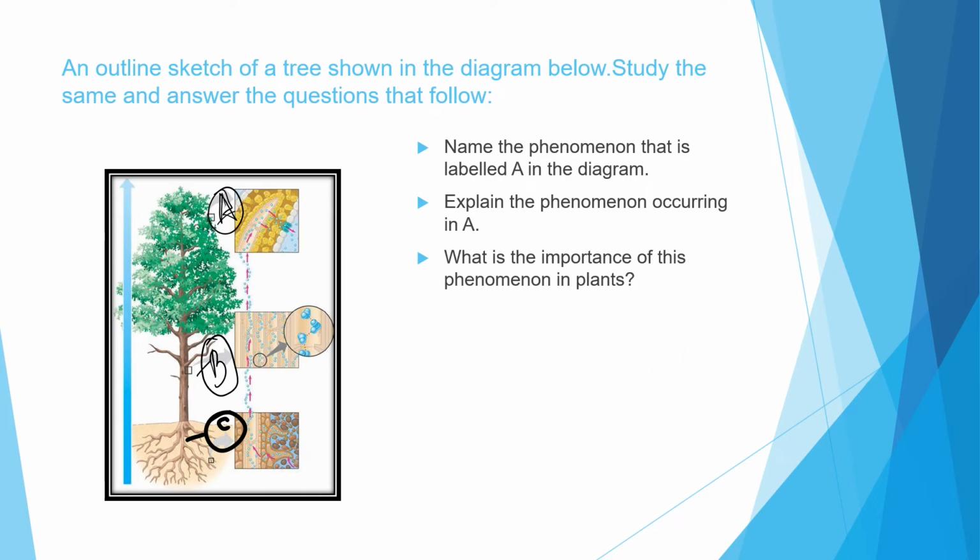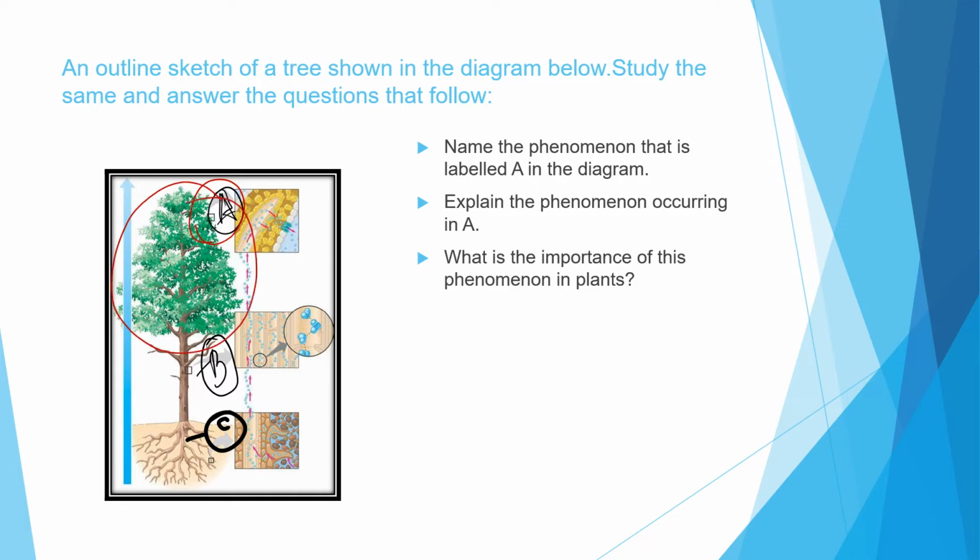Now here we have given an outline sketch of a tree which shows a diagram, and study the same and answer the following question. So name the phenomena that is labeled A in the diagram. So here we can see what is being labeled A. So what is happening here? We can see something is happening in this part. So evaporation of water from the leaf surface into the atmosphere will happen in this part.